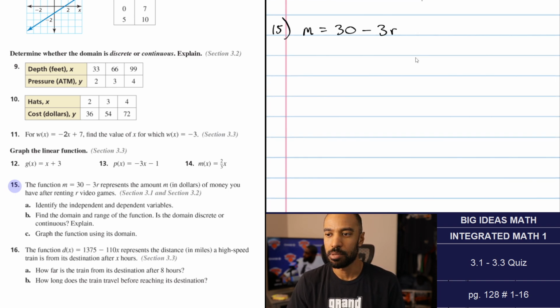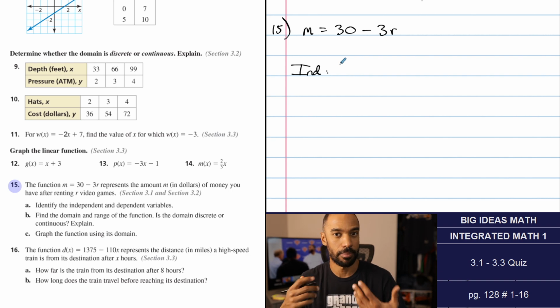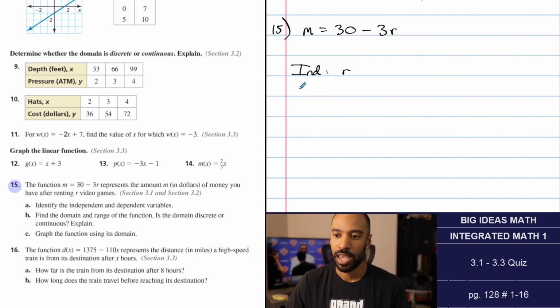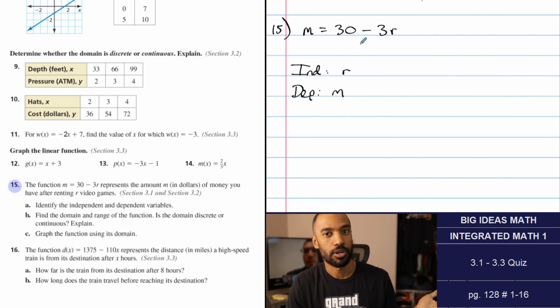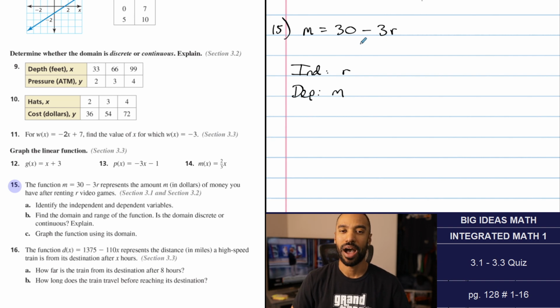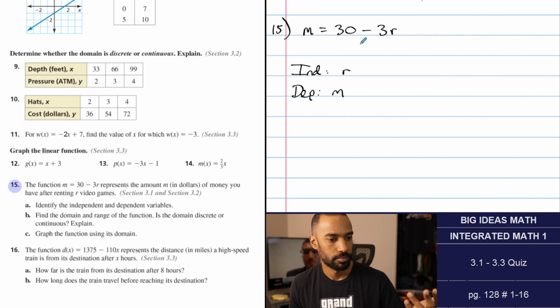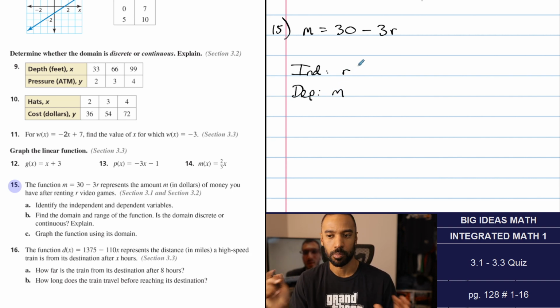Identify the independent and dependent variables, and they often don't ask you to do more than just come up with the variable itself. I like to describe them more, but the independent variable is r, and the dependent variable is m. Now, r, again, represents the number of video games that I rent. I can freely choose how many video games I rent, sort of, because there's a limit on how much money I can spend. But depending on the number of video games that I rent, this is how much money I will have left in my wallet, in my bank account, whatever. So m depends on r. The amount of money depends on how many games I rent. That's what makes it independent versus dependent.